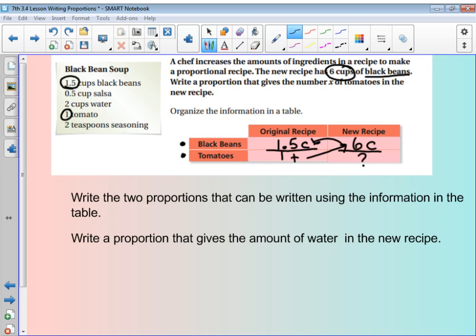So I am going to need 4 tomatoes for this. Okay, so let's go ahead and try another one. We'll use the same recipe yet.